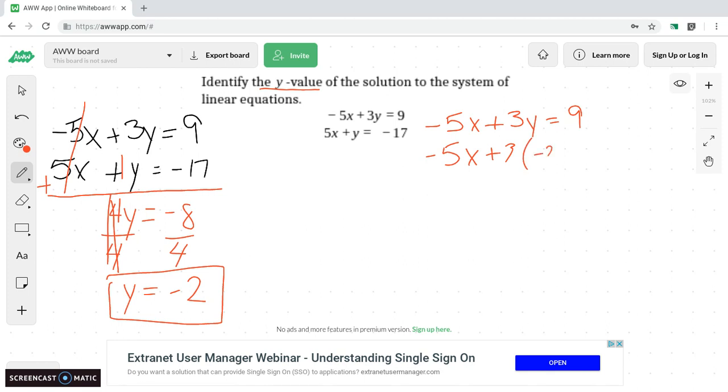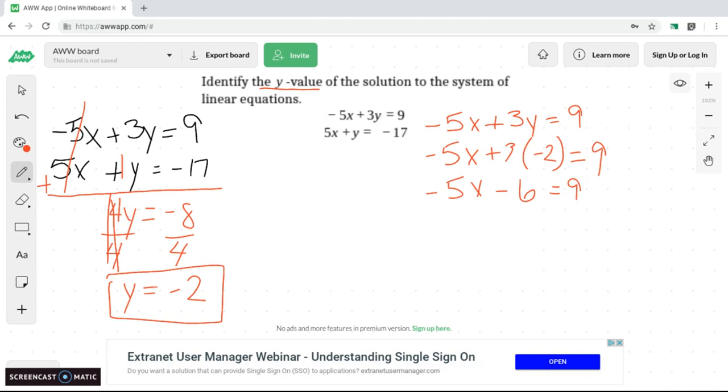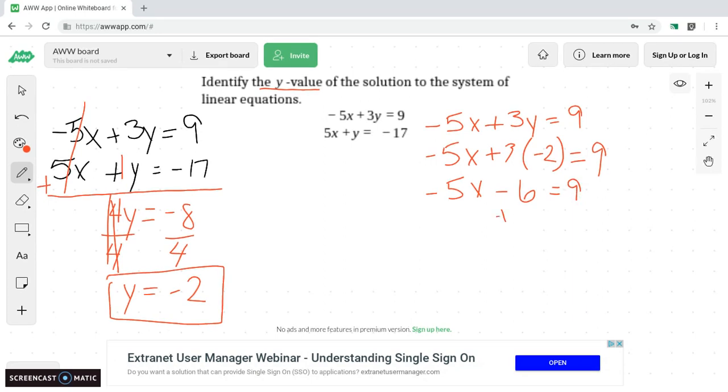And so to do that, we take the y out, we plug the negative 2 in inside parentheses. And so when we simplify this, we still have our negative 5x. Positive 3 times negative 2 is a negative 6, so we have minus 6 equals 9. So to solve for x, we're going to add 6 to both sides. And we have negative 5x, those went away, equals 15. We want to divide both sides by negative 5 because negative 5 is the number in front of x. And so we end up with x equals a negative 3.